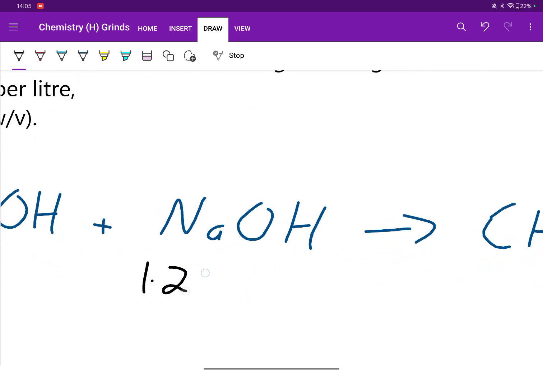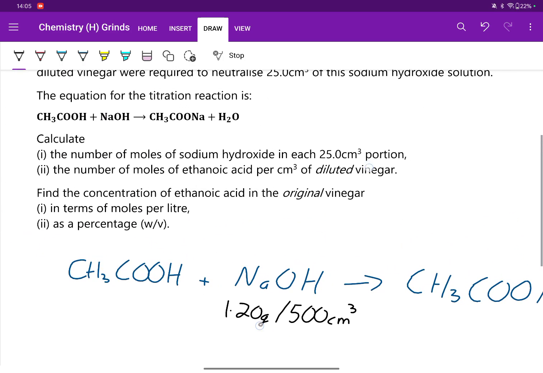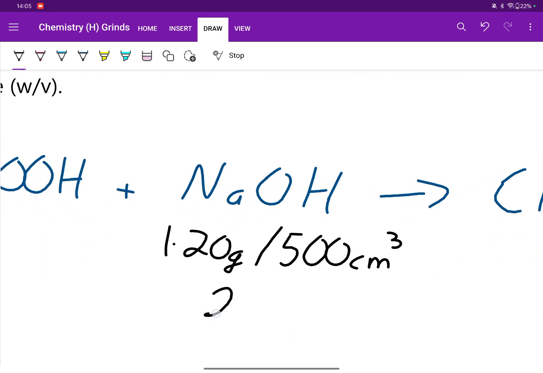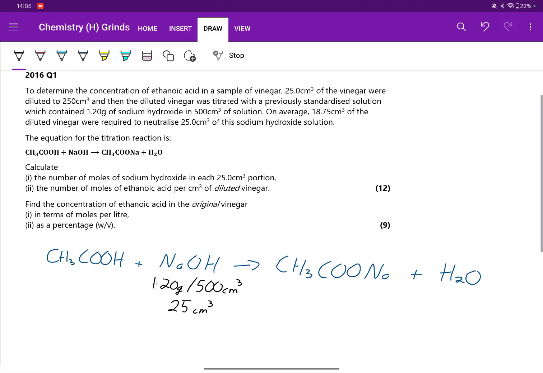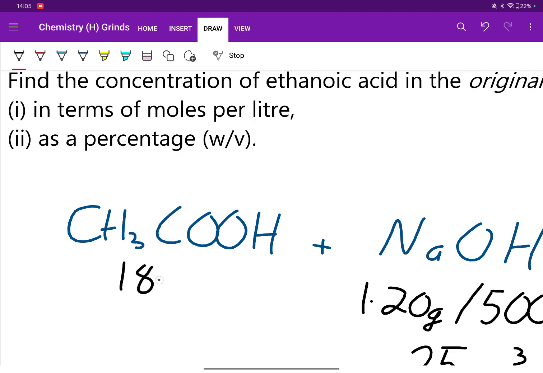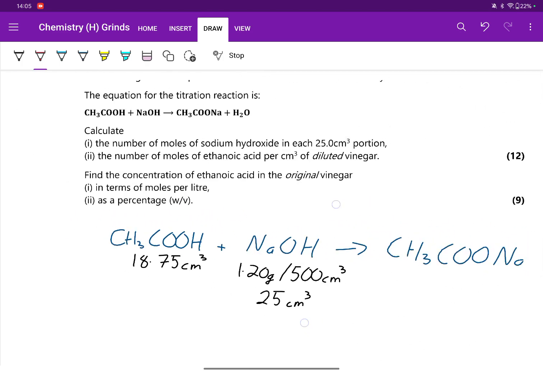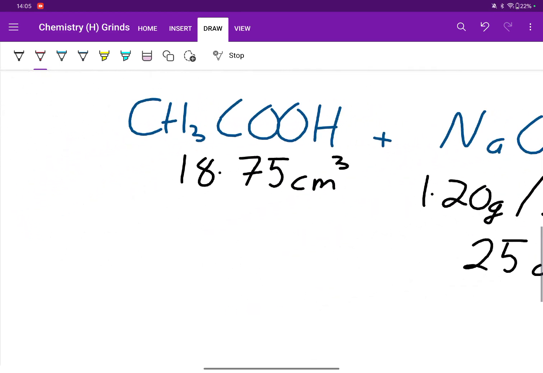So, we're told we have 1.20 grams of sodium hydroxide per 500 centimeters cubed. Okay? And then for ethanoic acid, we're also told that we're using 25 centimeters cubed of that in each titration. And then for the ethanoic acid, we're using 18.75 on average for each titration. And we have no concentration for that as of yet, okay?